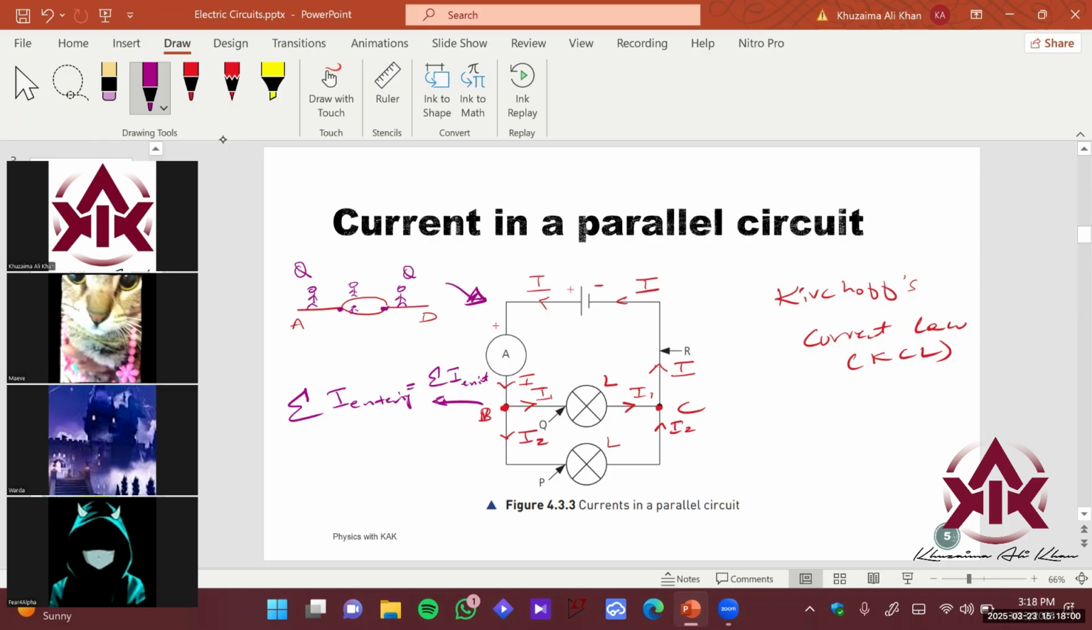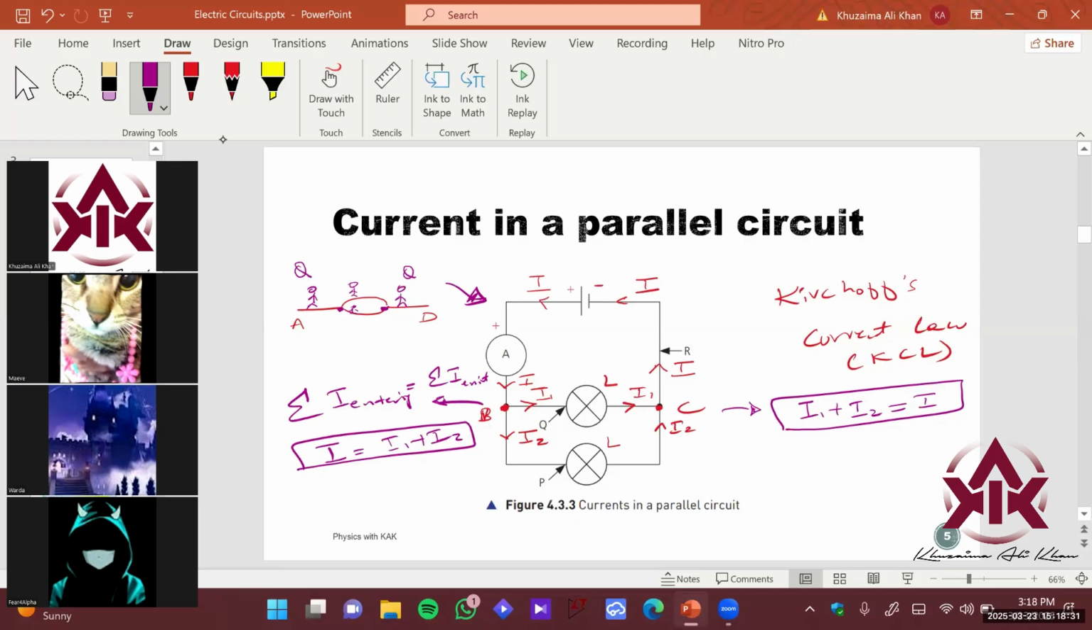What current is entering here? That is I, right? It is entering the node B here. So we have I equals current exiting, that is I1 plus I2, right? This is the equation at this particular point. What about this point? At point C, I1 and I2 are entering the node, and current exiting is basically I. So on both sides we have I equals I1 plus I2, and here we have I1 plus I2 equals I, right?